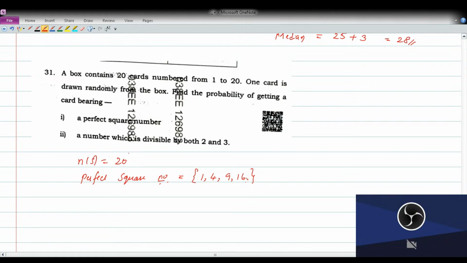Next, a number which is divisible by both 2 and 6. Numbers divisible by 2 and 3. 2 and 3 means what? It is nothing but divisible by 6.